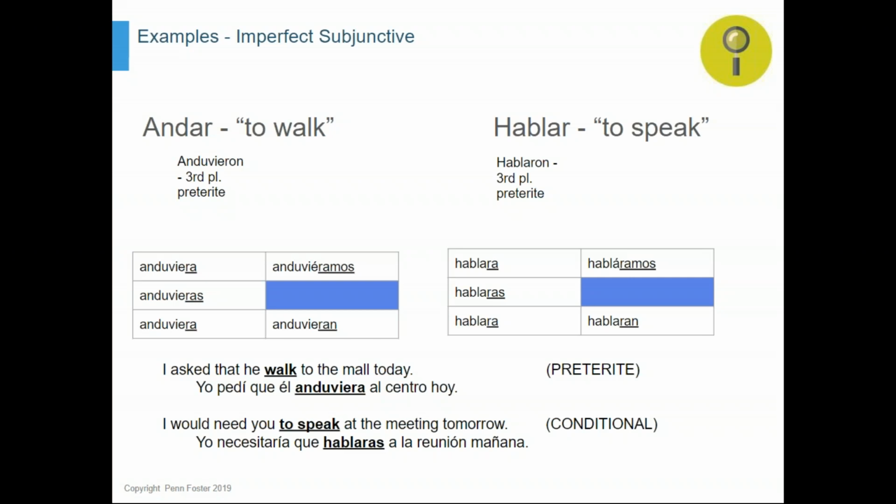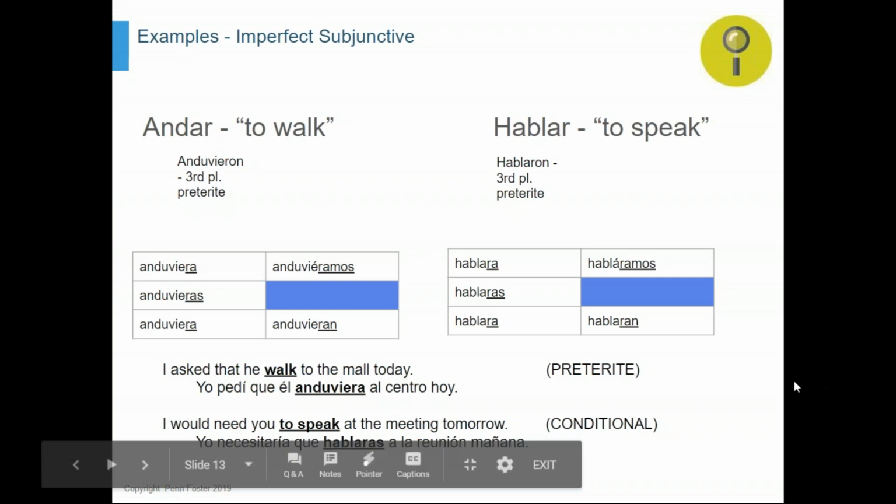I would need you to speak at the meeting tomorrow. Hypothetically speaking, since necesitaría is in the conditional, then the next verb has to be in the imperfect subjunctive. It could never be in present subjunctive in that context with that trigger. So the triggers are important for both of these tenses. Definitely something to go back and review.